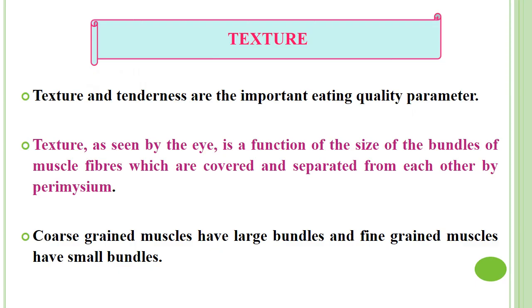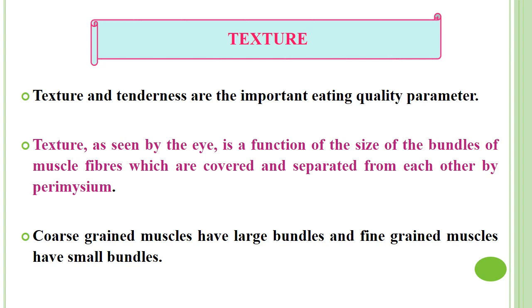Now we will discuss the next fresh meat quality parameter, that is the texture. Texture and tenderness are the most important eating quality parameters, but texture is expressed from fresh meat more commonly. So texture as seen by the eye is a function of the size of the bundles of muscle fibers, which are covered and separated from each other by perimysium.